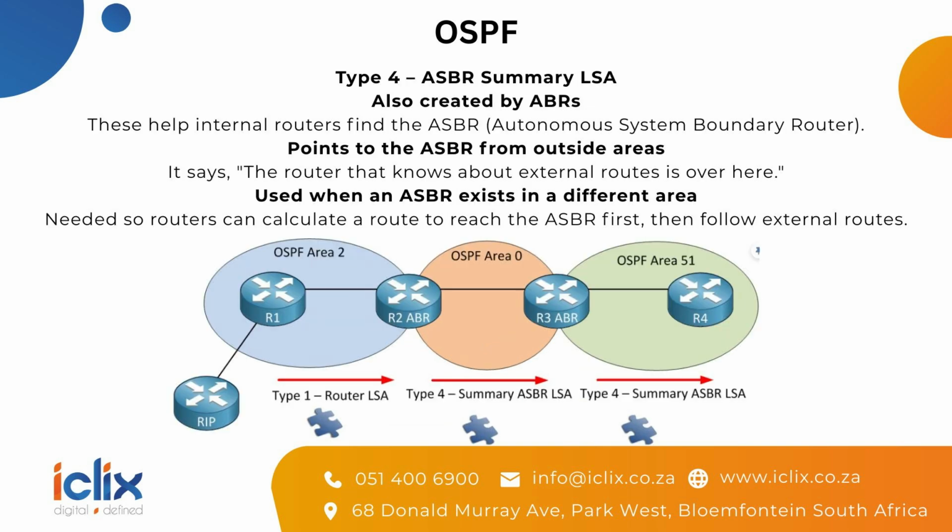Type 4, ASBR Summary LSA. Also created by ABRs. These help internal routers find the ASBR, Autonomous System Boundary Router. Points to the ASBR from outside areas. It says, the router that knows about external routes is over here. Used when an ASBR exists in a different area. Needed so routers can calculate a route to reach the ASBR first, then follow external routes.